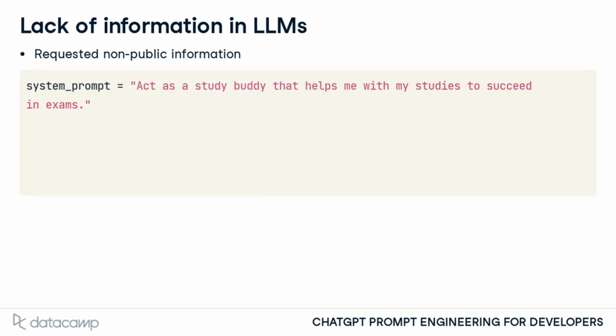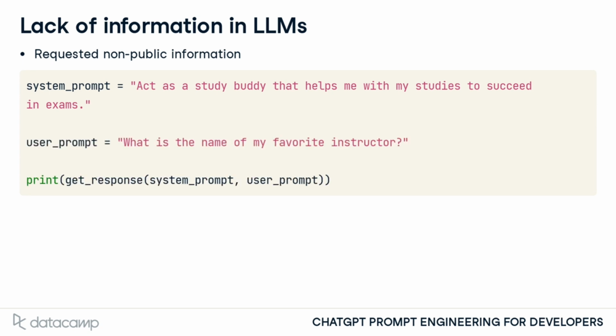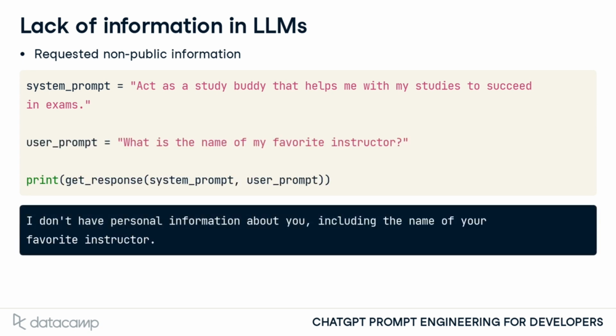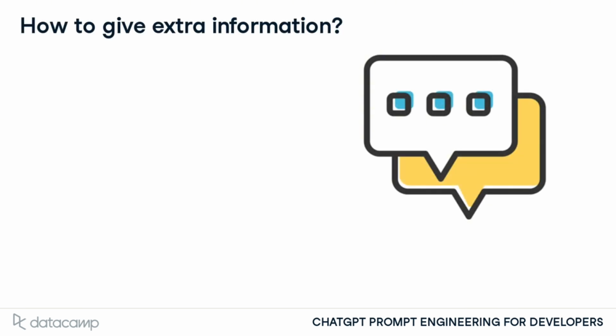For example, if we ask the chatbot to act as a study buddy and then ask the name of a favorite instructor, it won't know it since this is personal information. We need to provide additional context for the chatbot to answer users' questions. This context can be given as samples of previous conversations or through the system's initial prompt.